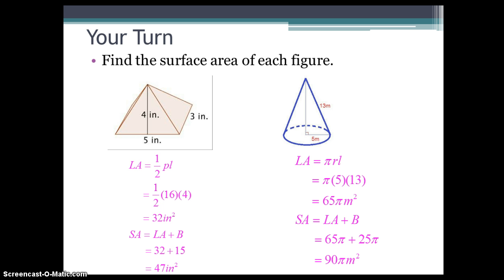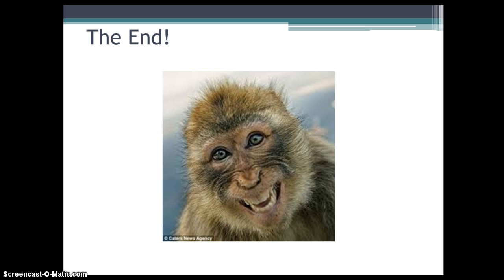In the second one, you should have gotten a surface area of 90 pi square meters. Again, you can see that the slant height is 13 and 5 is the radius, so we get 65 pi for the lateral area, and then add that to the area of the base, which is 25 pi, we get 90 pi meters squared. If you need to pause the video and look at things, please do. And that's it. We're done with surface area, and we're going to start moving on to volume.